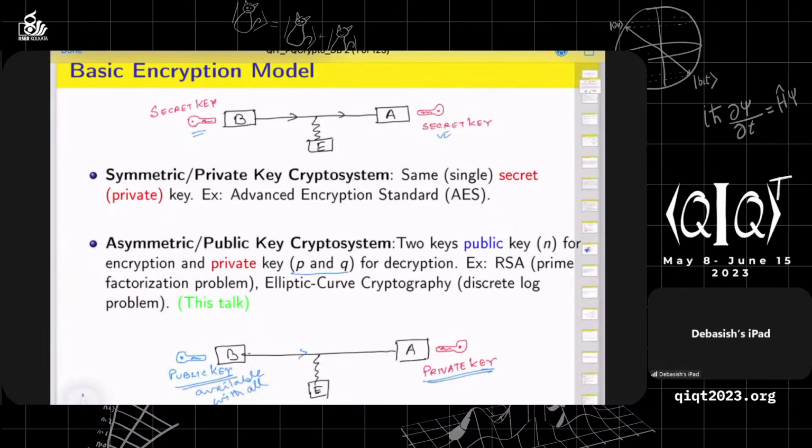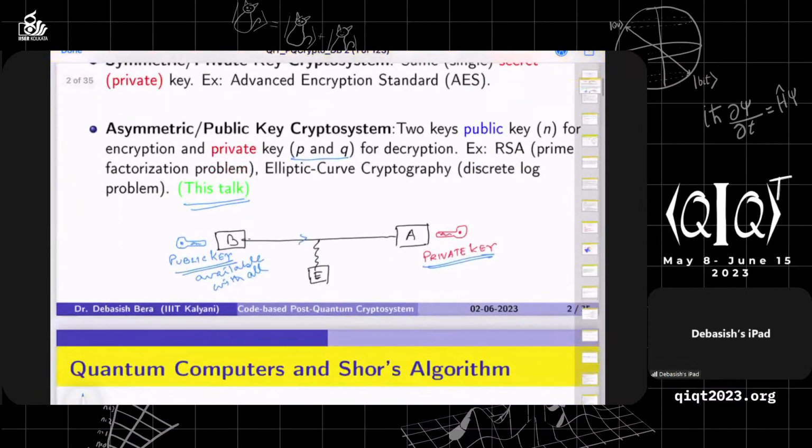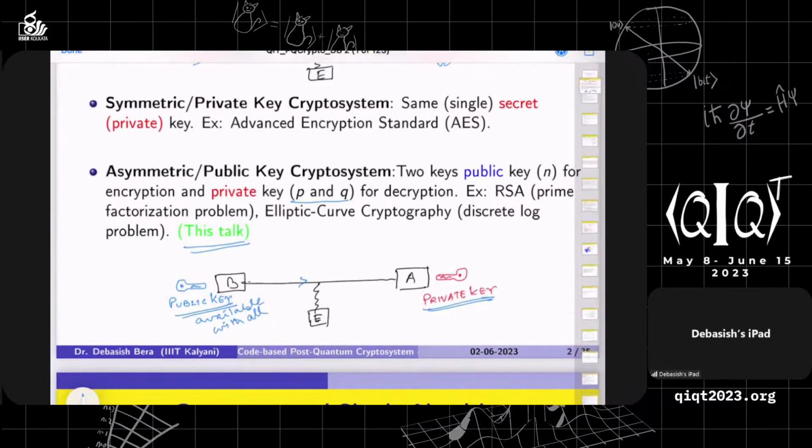So these types of algorithms are very popular in most of the applications where sharing the secret key is a big issue. So for example, this N and P and Q. Today's topic will concentrate on the security of these asymmetric or public key crypto systems. So for the P and Q, suppose I have N, a very big number which can be factorized into two prime factors P and Q.